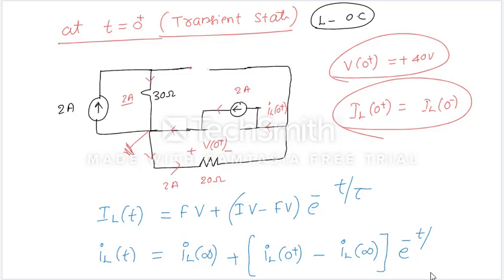What is tau? Time constant. For what type of network? RL or RC? It is an RL network. For an RL network, the time constant is given as L by R. So let us find each term here. First of all, we need IL of infinity. What is IL of infinity?